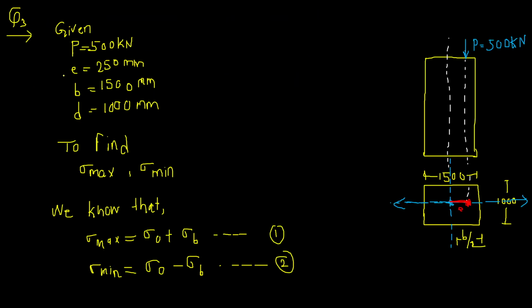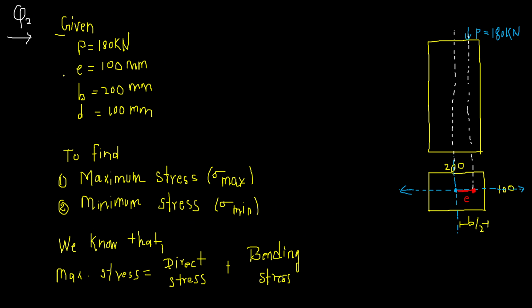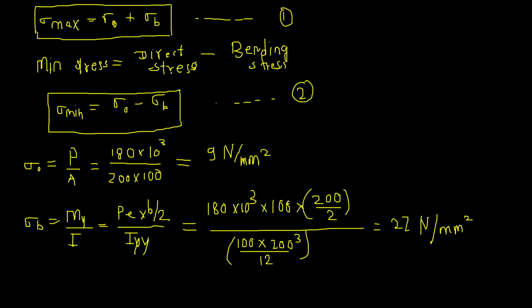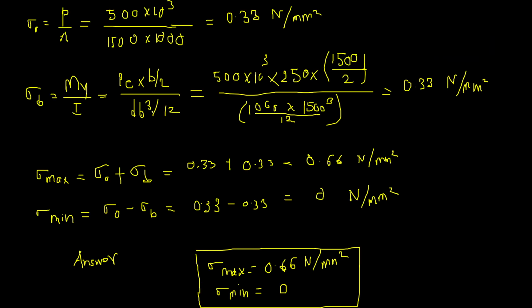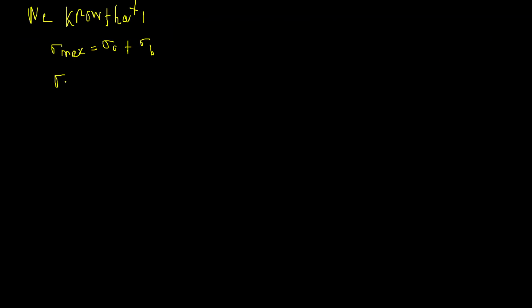What is the next statement then? The next statement is minimum stress is equal to direct stress minus bending stress, and below that, sigma minimum is equal to sigma naught minus sigma b. Minimum stress is equal to sigma naught minus sigma b. Equation number 1, equation number 2.